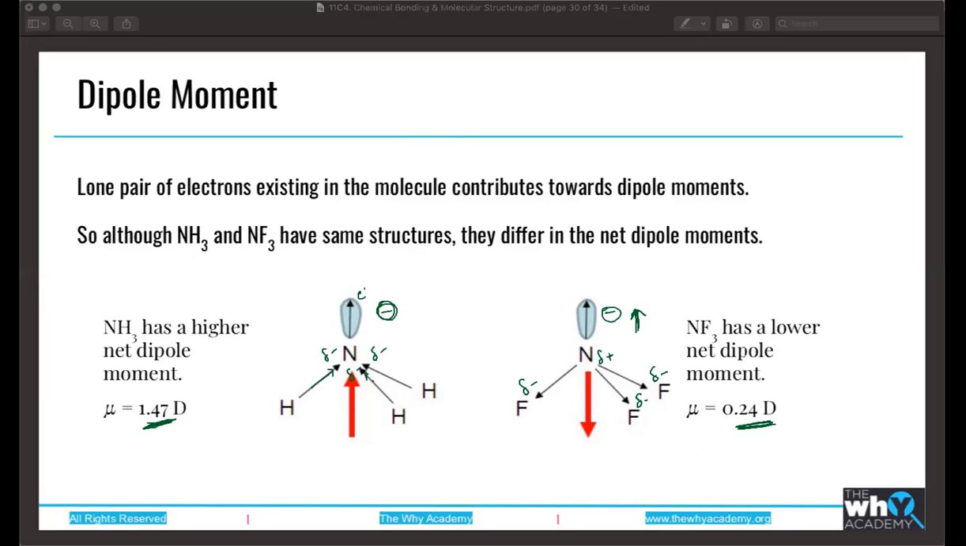So yeah, the lone pair of electrons that is present on nitrogen is another thing that you have to consider.